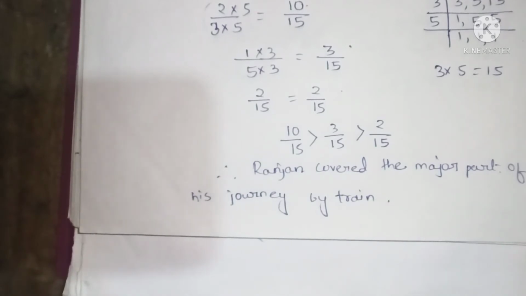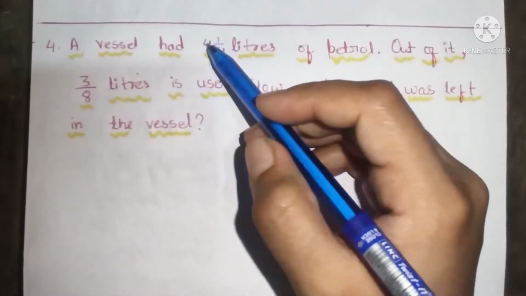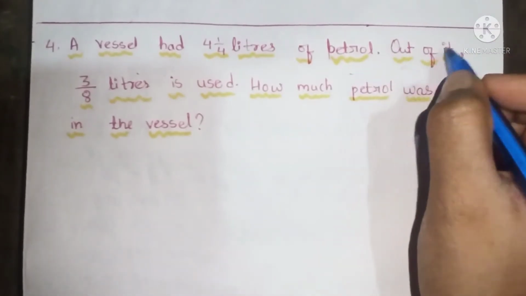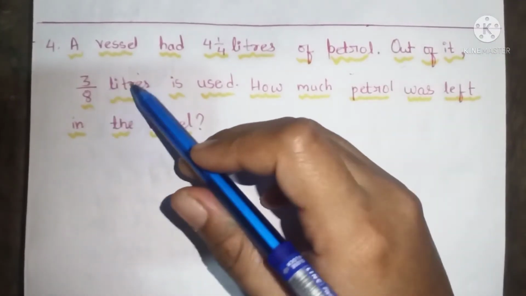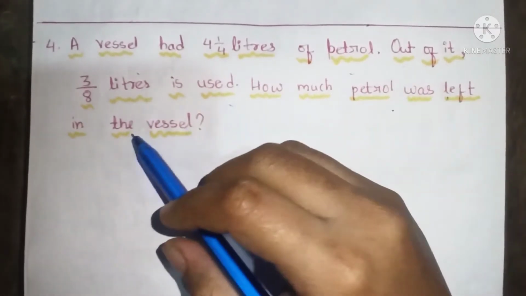Okay, children. Now let us look into the next question. A vessel, which means a container, had 4 whole 1/4 liters of petrol. Out of it, 3/8 liters is used. How much petrol was left in the vessel?